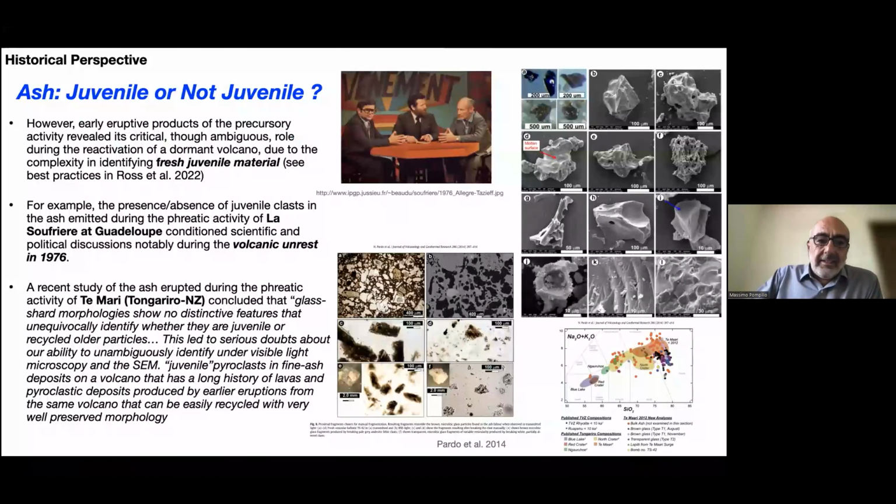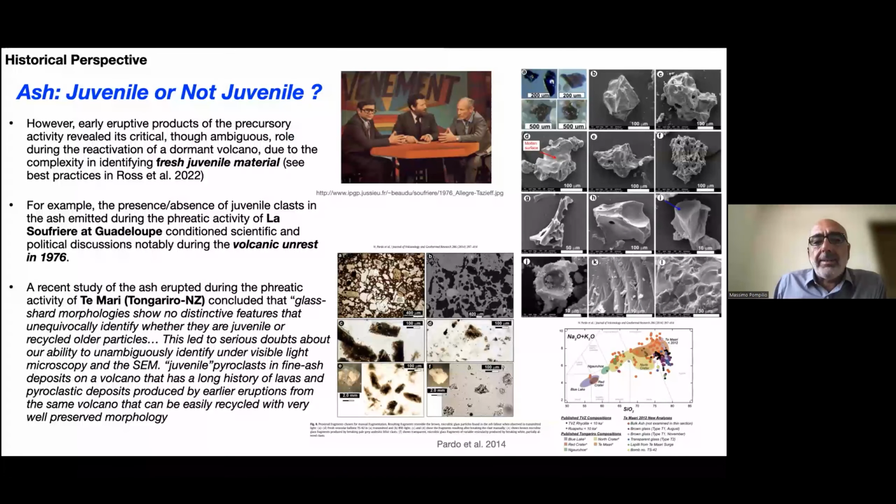One of the problems during the precursory activity is the complexity of identifying fresh juvenile material. Recently a paper on best practice appeared, in which there is some advice on how to do this, such as the right grain size, but it's not easy.